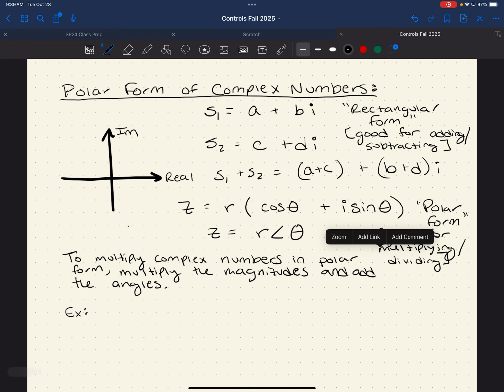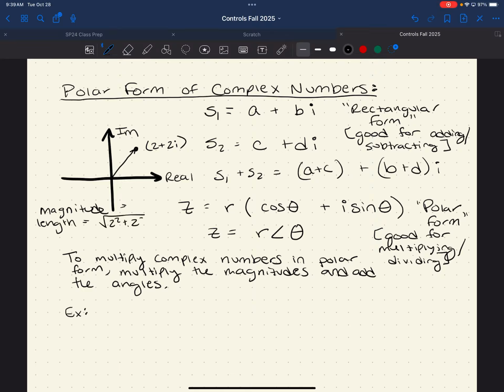If we have a complex number, let's say we have a complex number out in the real imaginary plane. Maybe this is the value 2 plus 2i, something like that. The magnitude of this complex number is simply the magnitude of this vector that comes out from the origin. So the magnitude is equal to the length, which is the square root of 2 squared plus 2 squared, which should be 2 root 2.